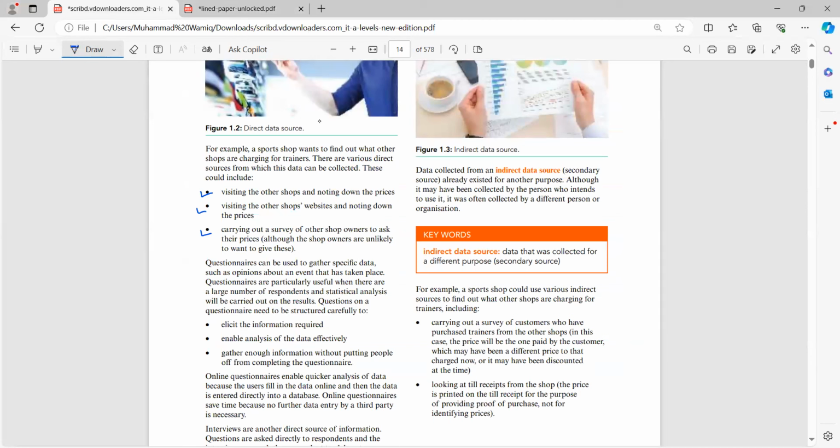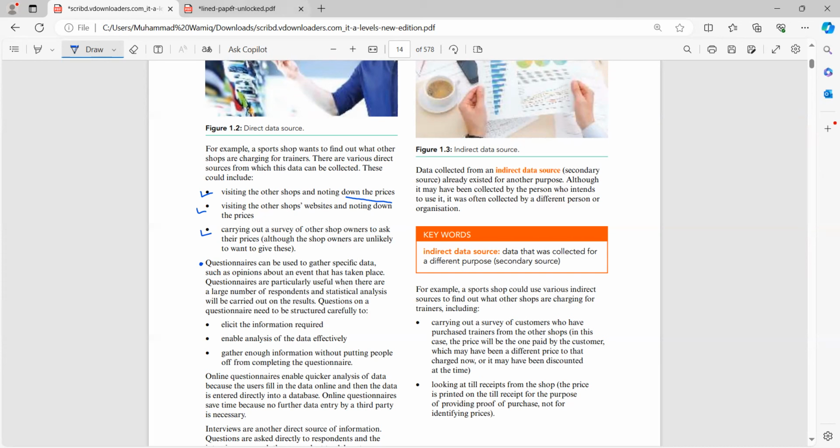That means that you are going yourself, you are visiting the shop, you are noting down the prices, you are visiting the websites, you are chalking down the things that you are working on, or you are carrying out a survey. You can also use questionnaires right here as well. Questionnaires are one of the most important aspects when collecting data.